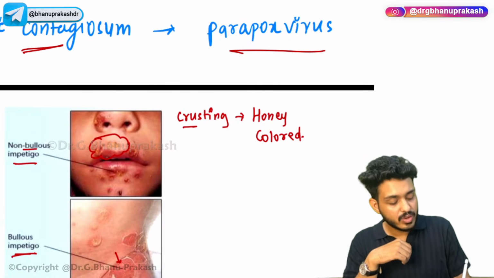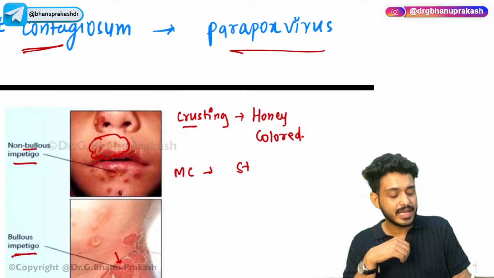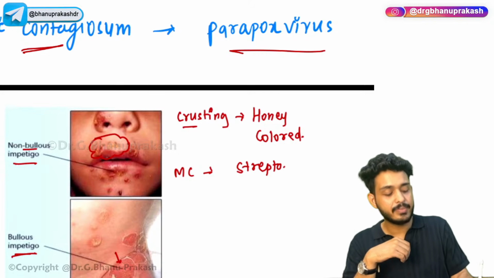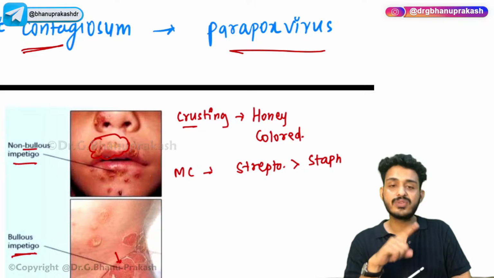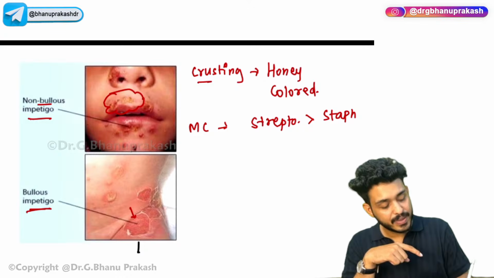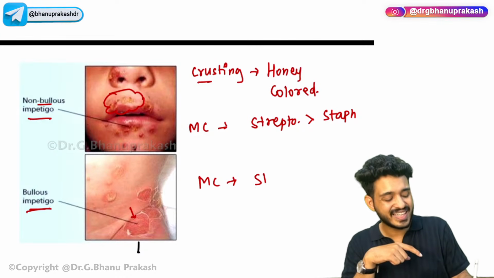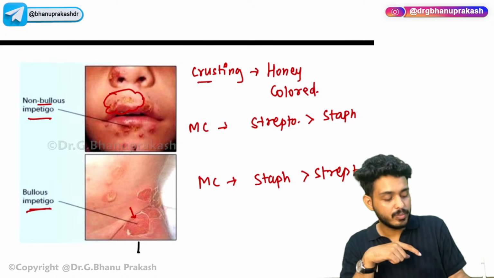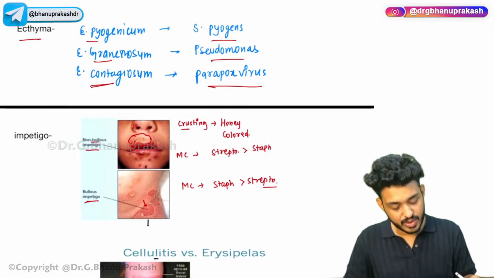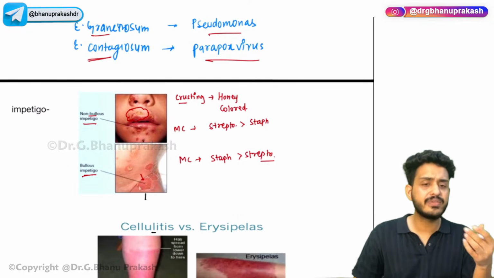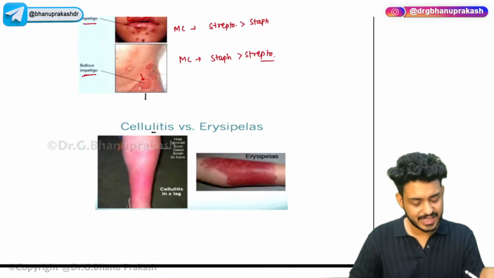Now the most common cause for this particular situation is streptococcus, followed by staph. So for non-bullous impetigo, the most common cause will be strepto. For bullous impetigo, the most common cause will be staph followed by strepto. They can be due to both, but this is how you have to remember this. Okay, so this is what it is. You will be giving some antibiotics, and this can be treated.